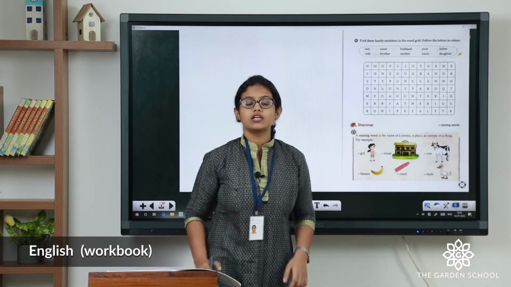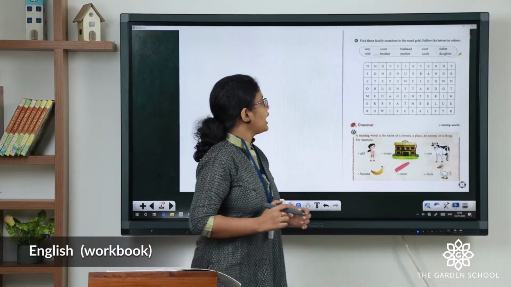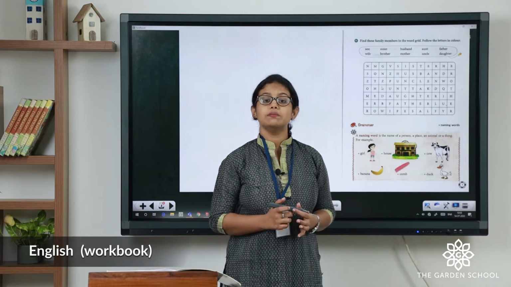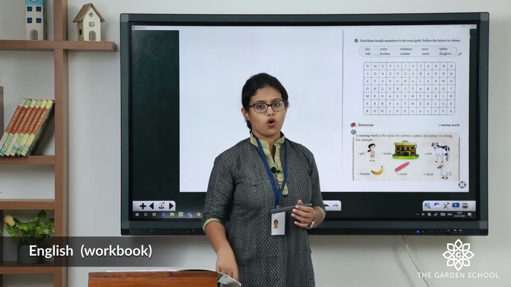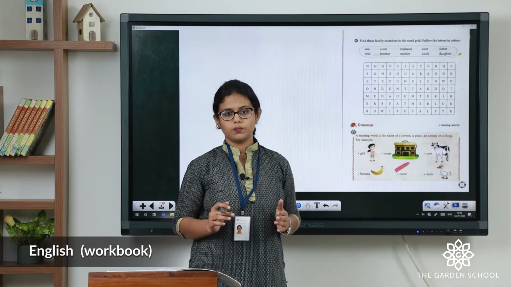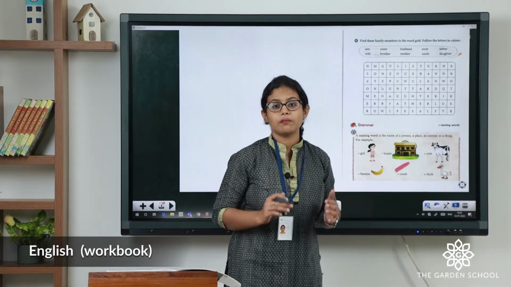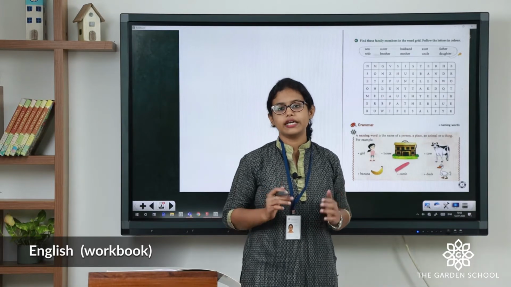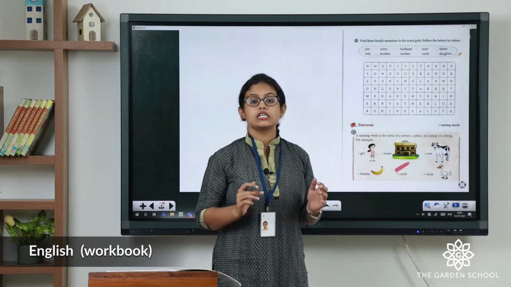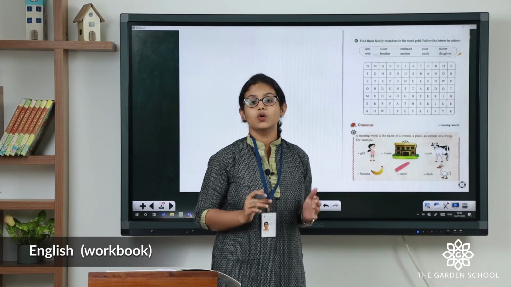So moving on to the next page, you can take page number 3. In page number 3, again you can see the names of the family members in the box above. And below that you can see a word grid. What you have to do is, you have to find the names of the family members in the word grid. So let's see. So what is the first word? Son. So you have to find that word son in the word grid.